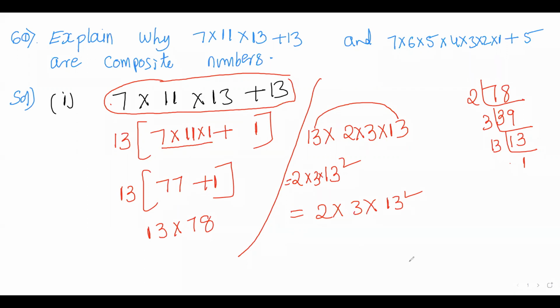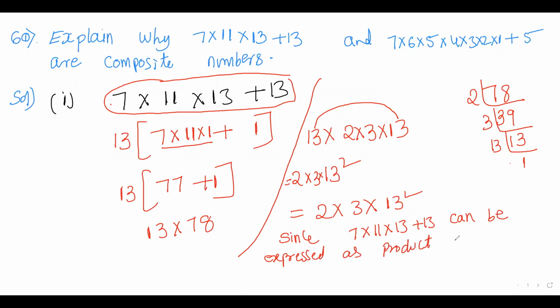So what conclusion do you have to write? Since 7 into 11 into 13 plus 13 can be expressed as a product of primes, it is a composite number.